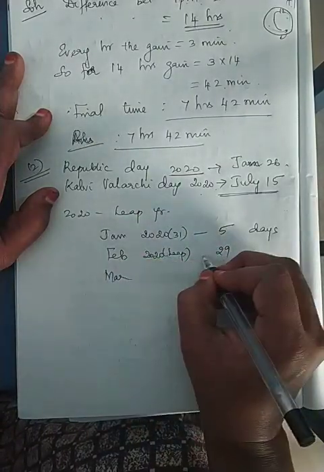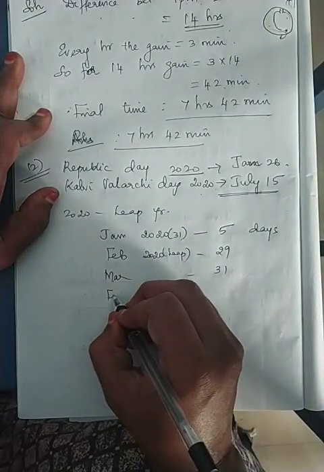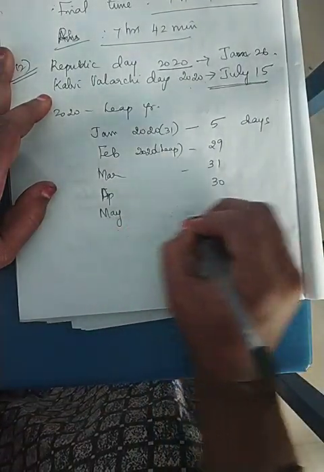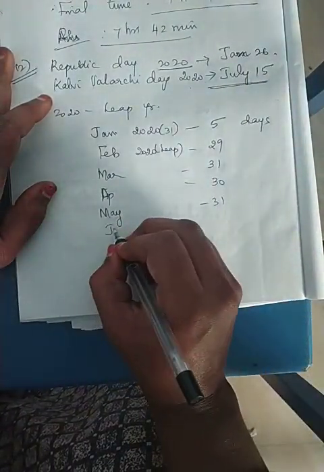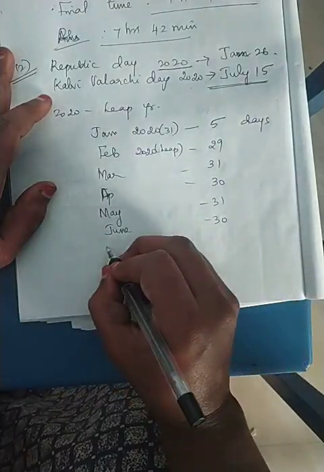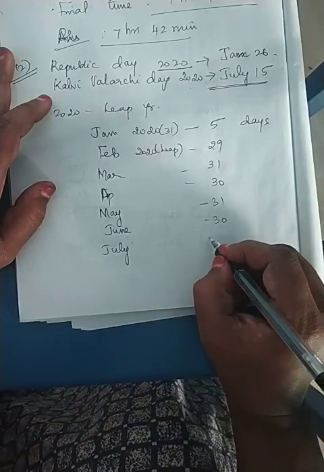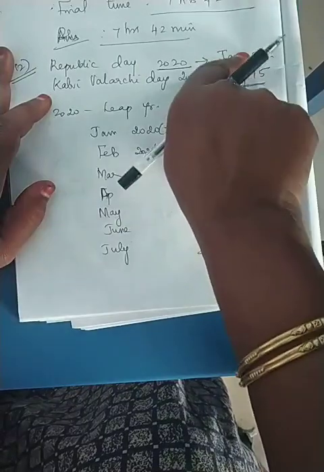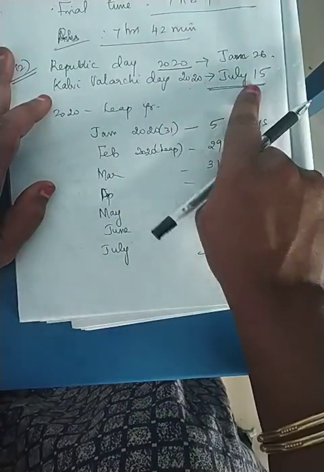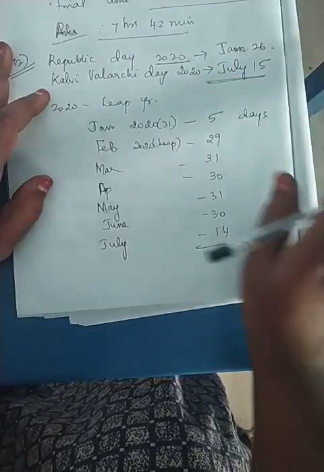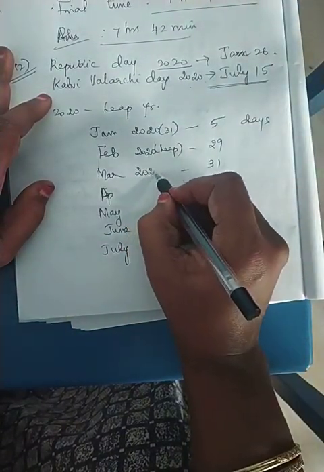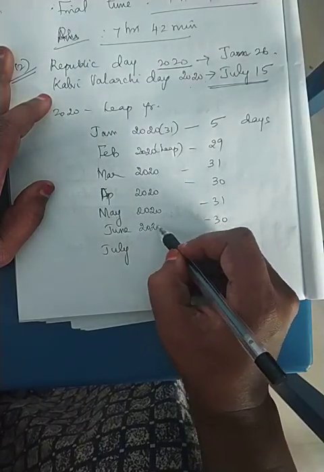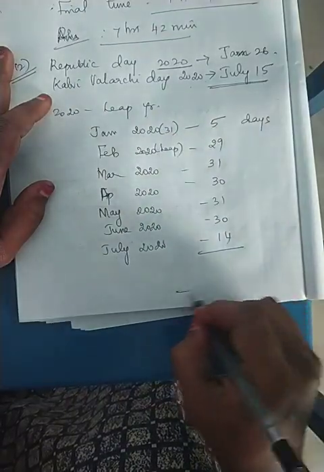Then March you will have 31, April 30, May 31, and June 30. Then in July you should stop at 14 only, because I have included 26. If you are including one end, you should leave the other end. If you are including 15, you should leave 26. That is the concept. If you add all this, you will get the number of days between these 2 days.